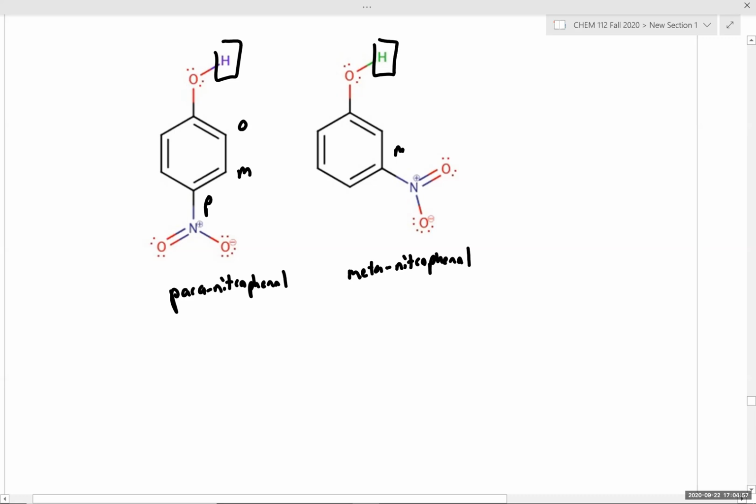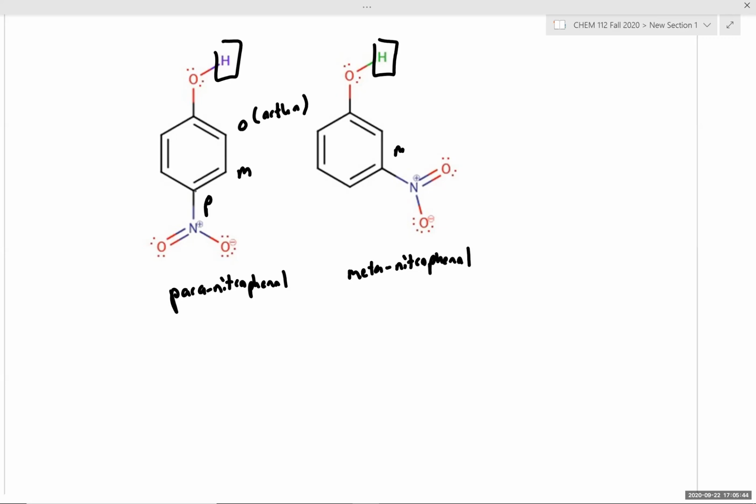And I'd like you to tell me whether the meta or para compound is more acidic. So O, otherwise known as ortho, is used to name a compound if you have a substituent at the 1 position and a substituent at the 2nd carbon going across the ring. Meta is used if you have a 1-3 relationship, while para is used if we have a 1-4 relationship. Did that address your question?